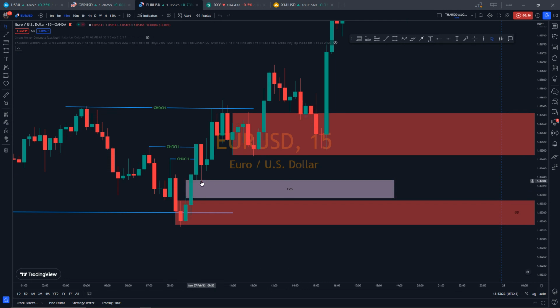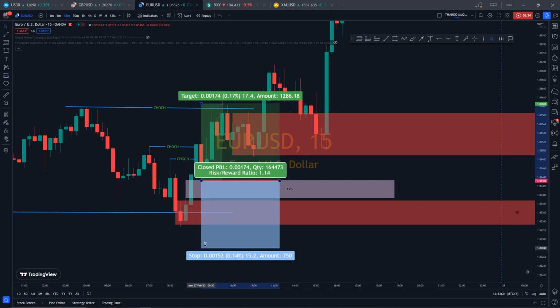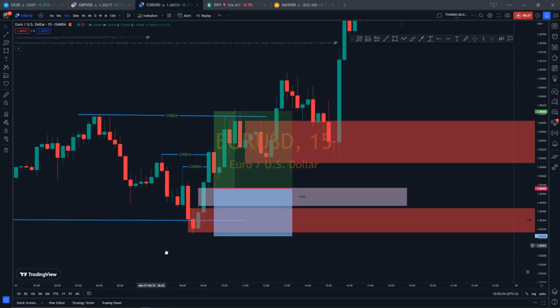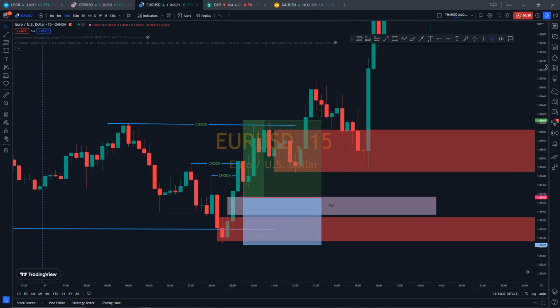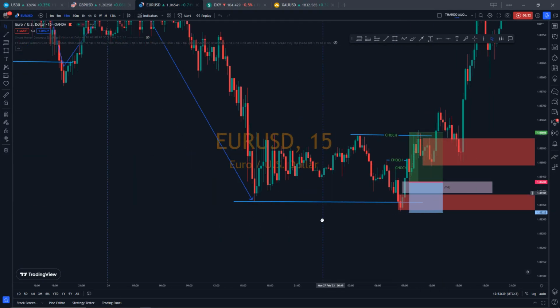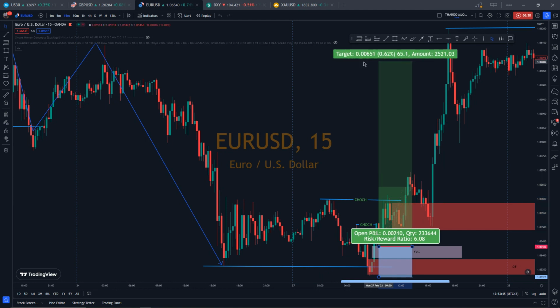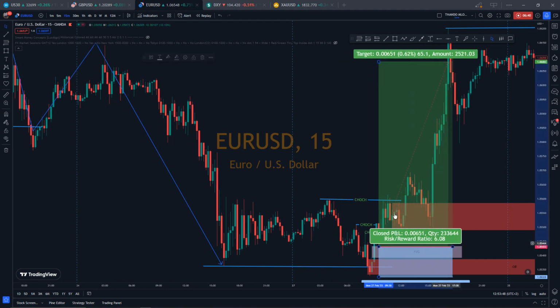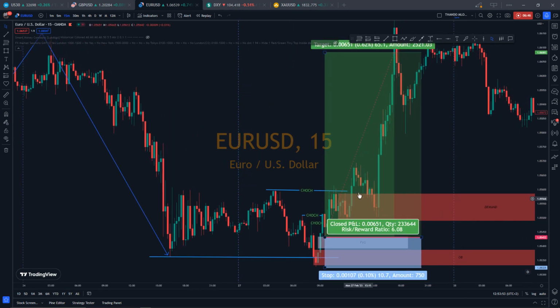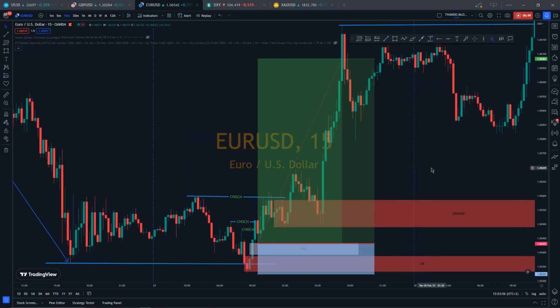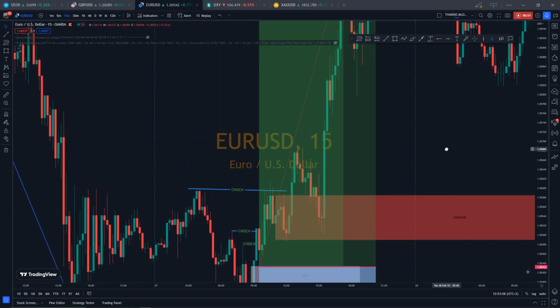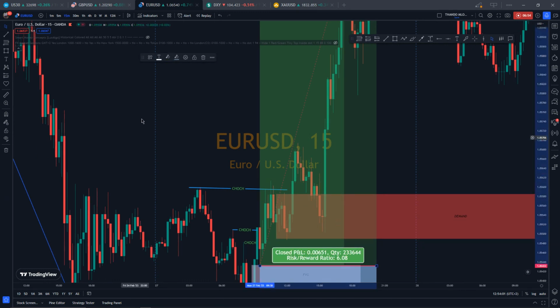You could have got your entry over here, at the beginning of the fair value gap. We would have a stop loss of about 10 pips below this low here, and we would target obviously yesterday's high, which is about there. That's a 1:6 trade, and in just a few hours, price would have got there. But nevertheless, we have our demand right over here.